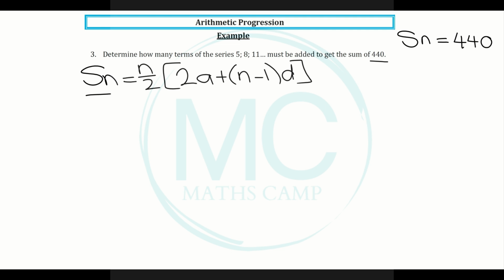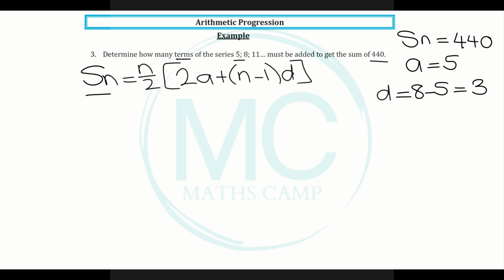The question wants us to find how many terms are added. So we are looking for the value of n. To find n, we first need the value of a and the value of d. a is the first term, which in this case is 5. We can say a is equal to 5. Let's find the constant difference d. Let's use the first two terms. We can say d is equal to 8 minus 5, which is equal to 3.